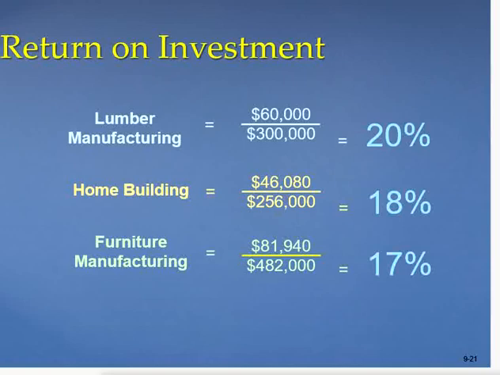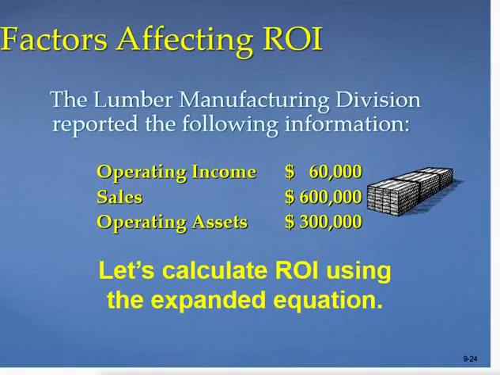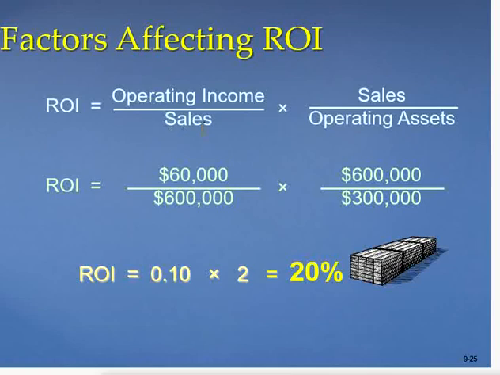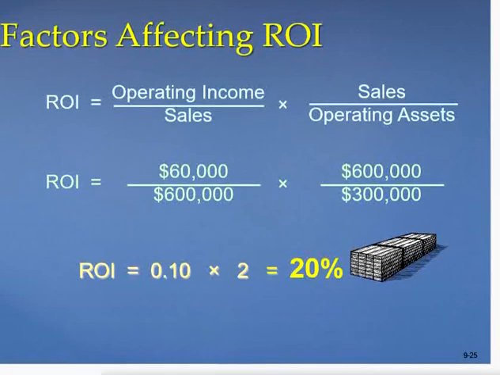Now let's look at it in another way, with the same information. We divide it into two equations like this one: operating income over sales, times sales over assets. Now here you can see what the factors are and how you can improve. If you are a manager of the lumber manufacturing division, how can you improve these numbers? We know that we can improve by reducing the operating expenses, which will increase this number, or by increasing the sales.